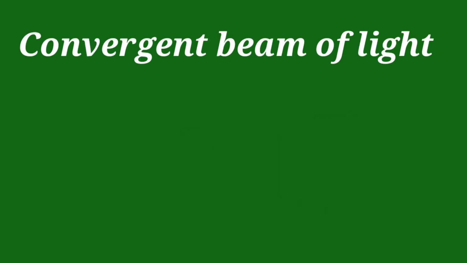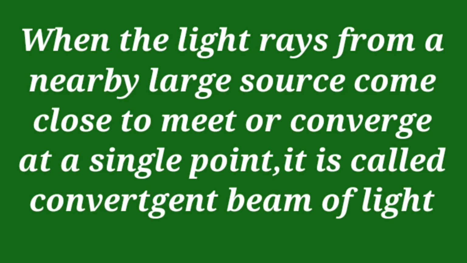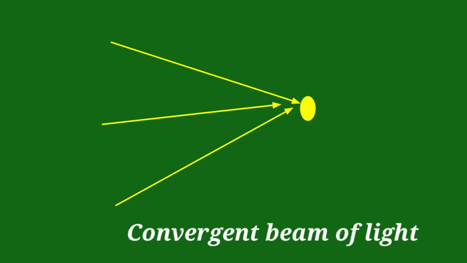Convergent beam of light. We have done the parallel beam of light, we have done the divergent beam of light. Now, the convergent beam of light: when the light rays from a nearby large source come close to meet or converge at a single point, it is called a convergent beam of light. Here is the diagram, you can see the rays meeting at one point. They are coming from different directions.